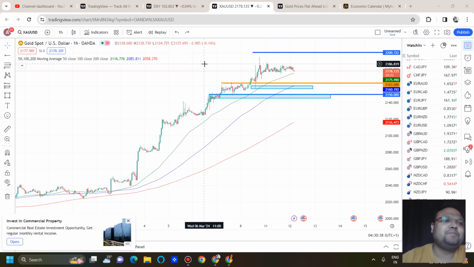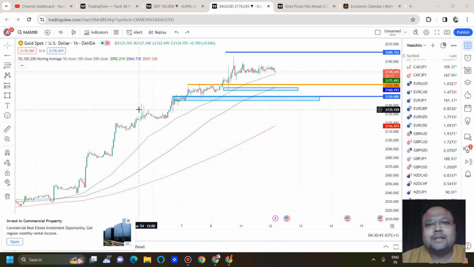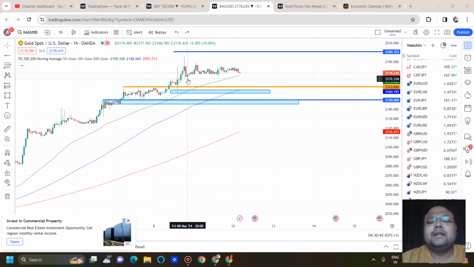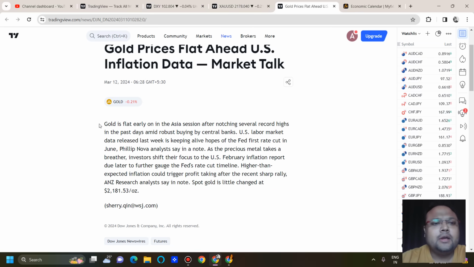So let's get started. My dear friends, this is the 1 hour chart of gold in front of us, and as we can clearly see, the market is flat. There is not much volatility in the market, and the reason is gold price is flat ahead of US inflation data. Gold is flat early on in the Asian session after notching several record highs in the past days amid robust buying by central banks. US labor market data released last week is keeping alive hope for the Fed's first rate cut in June, Philip Nova analysts say in a note.